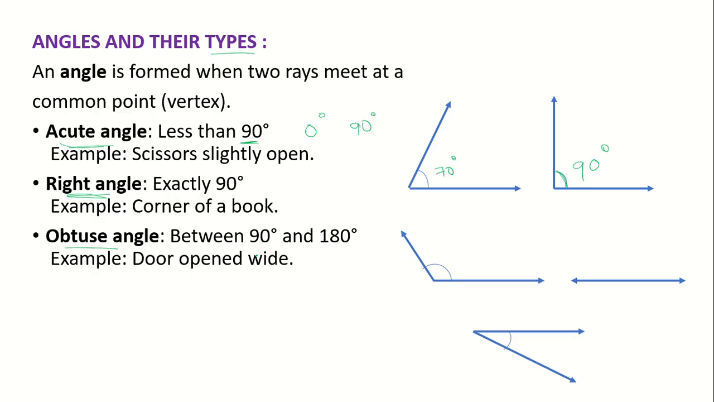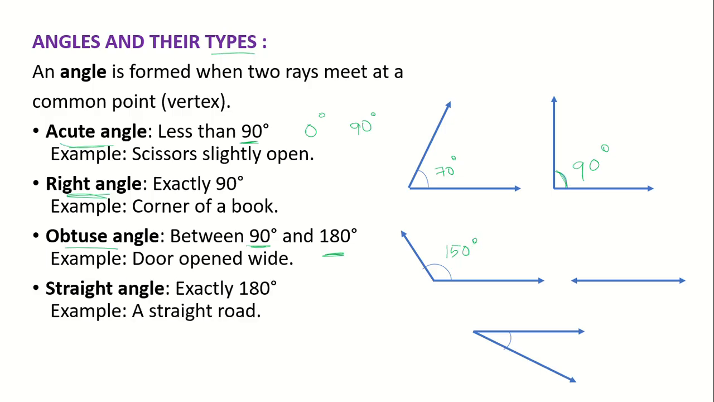Next type of angle we have is obtuse angle. An obtuse angle is greater than 90 degrees and less than 180 degrees. So here a number can be greater than 90 degrees and less than 180 degrees. Let me take 150 degrees. This is an obtuse angle.